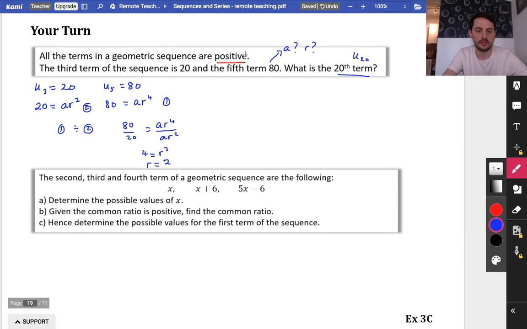However, we've been told that the geometric sequence is positive, so we take the value of r as being the positive one, otherwise you'd get this alternating sequence that's going positive, negative, okay?